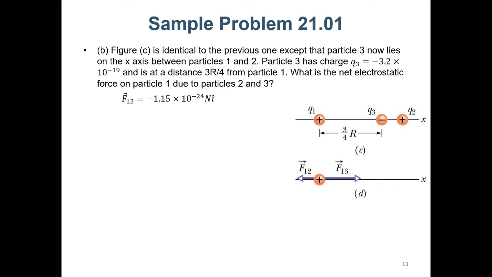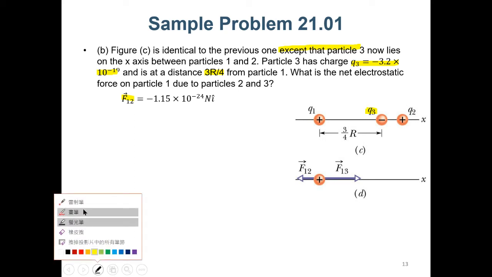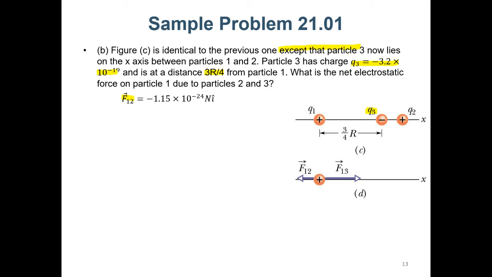For part B, the setup is identical to the previous one, except particle 3 now lies on the x-axis between them, with charge Q3, at distance 3R over 4 from particle 1. What is the net electrostatic force on particle 1 due to particles 2 and 3? F12 is the same as the previous page, so we only need to calculate F13.